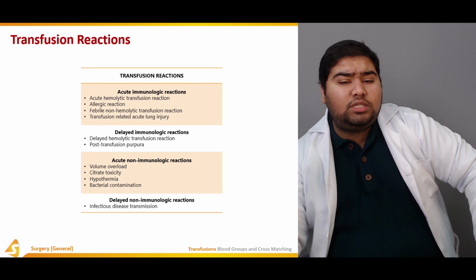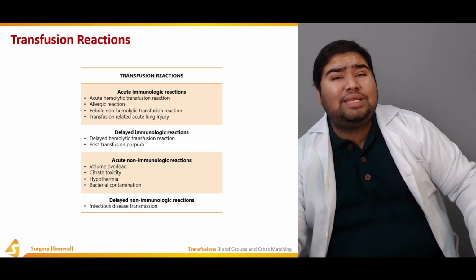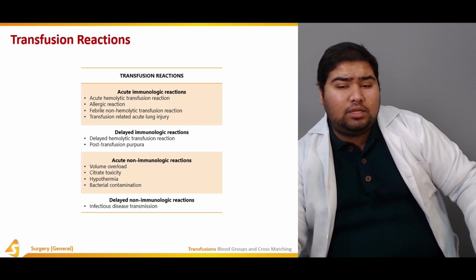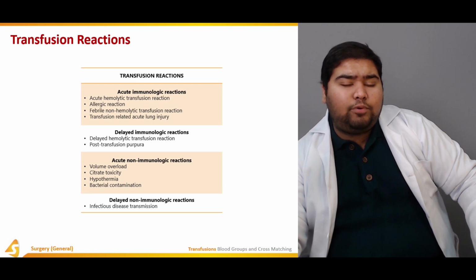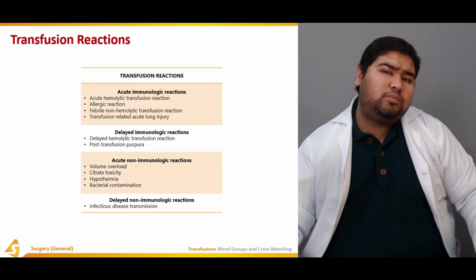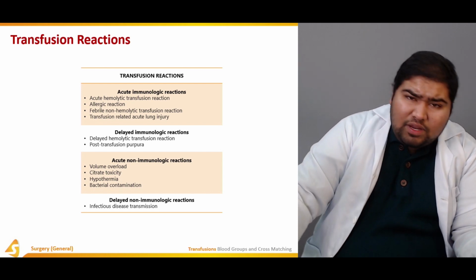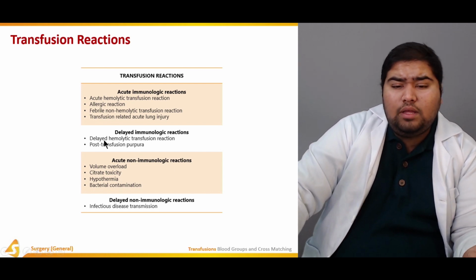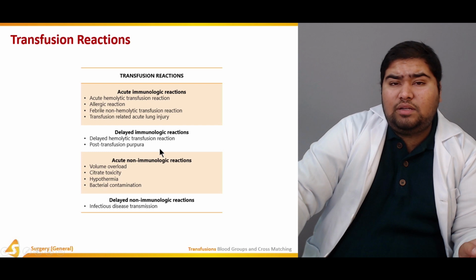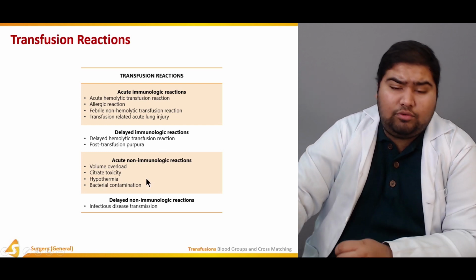Now, delayed immunological reactions include the delayed hemolytic transfusion reactions and post-transfusion purpura. So, post-transfusion purpura is relatively commonly seen. However, delayed hemolytic transfusion reaction is very lethal, so you should keep an eye out for that.